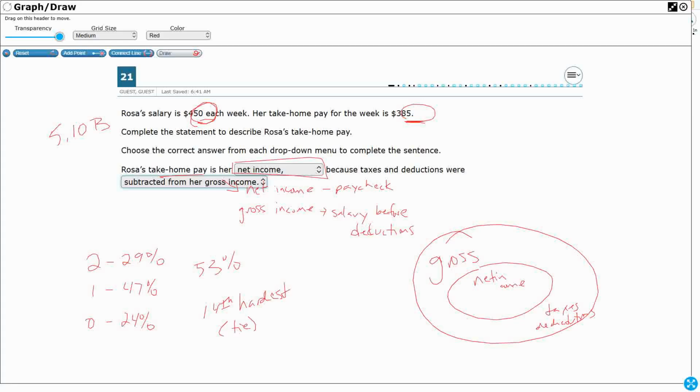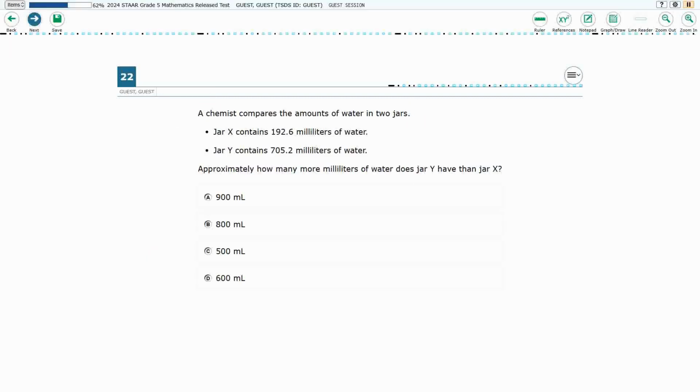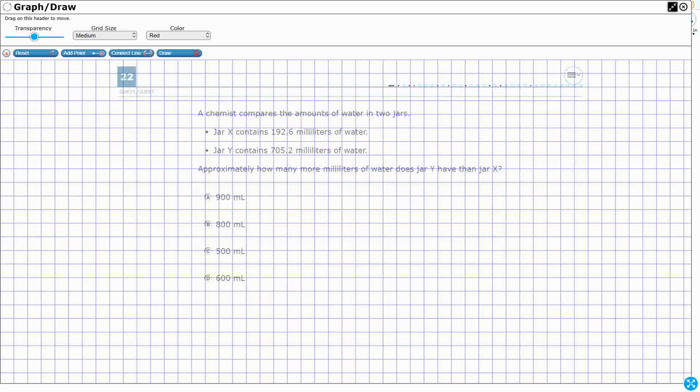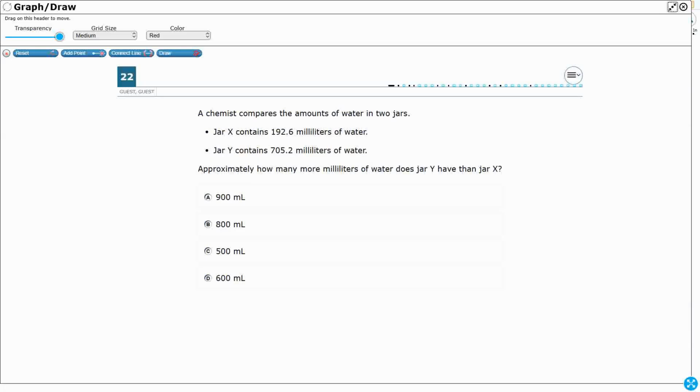This is all about vocabulary, all about talking to students about personal financial literacy. Make sure they understand these terms: net income and gross income. For number 22, we are estimating with the four operations. This is standard 5.3a. And we've got a jar containing 192 and 6/10 milliliters, a jar containing 705 and 2/10 milliliters approximately.